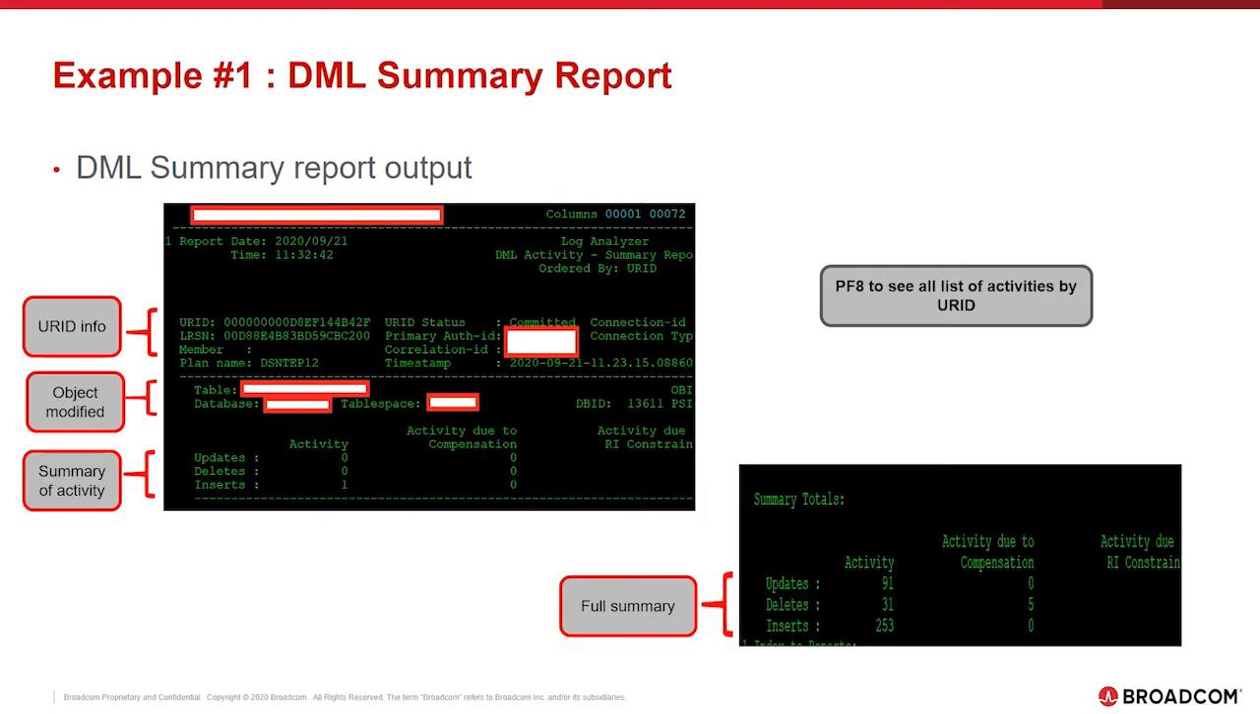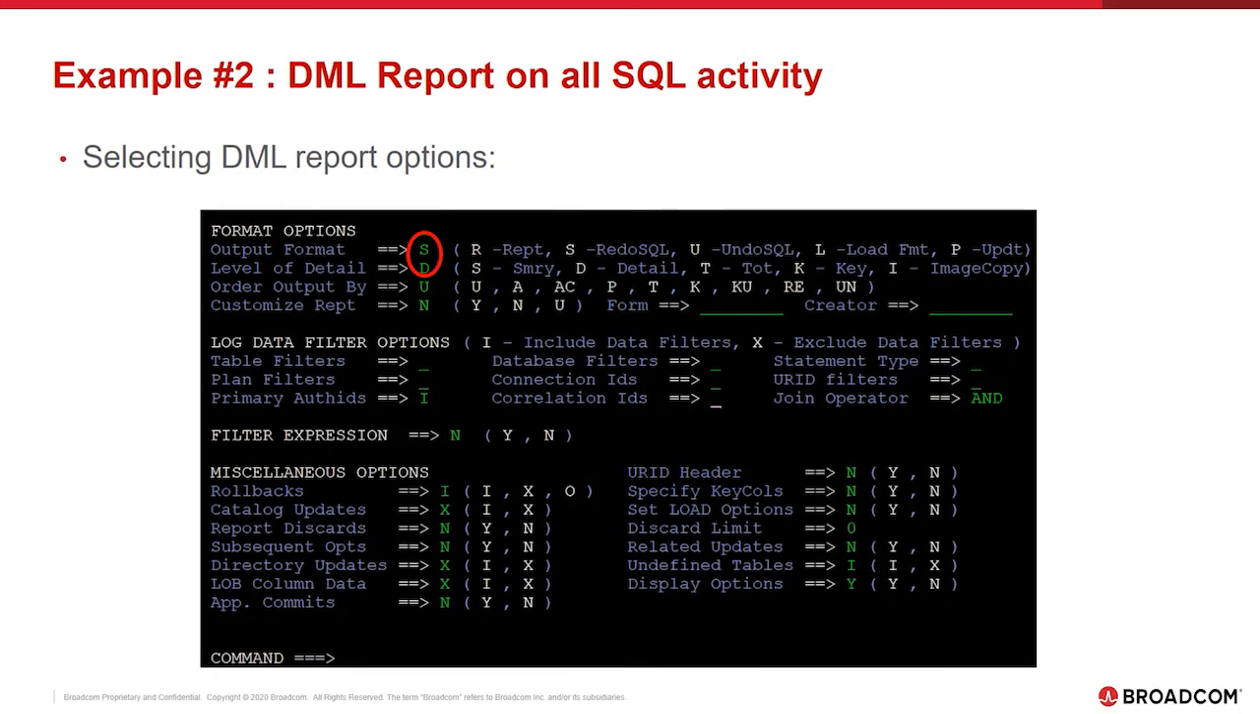Our next stop is DML report with all the SQL activity. We now want full details of changes plus all of this SQL activity and statements. For that, we go back to the DML report options landing page and select S for the output format that will redo SQL and D for detail.